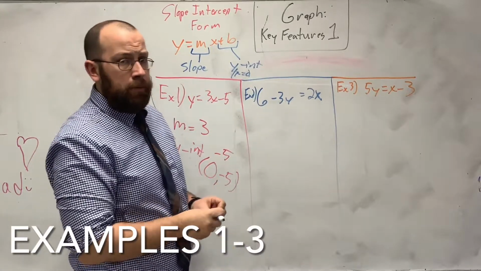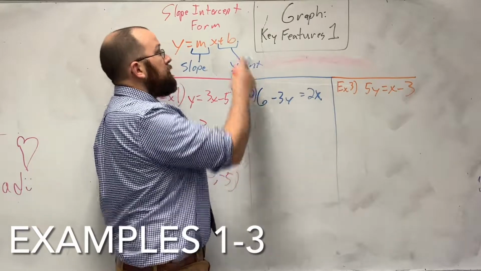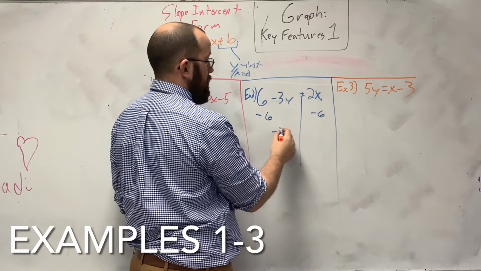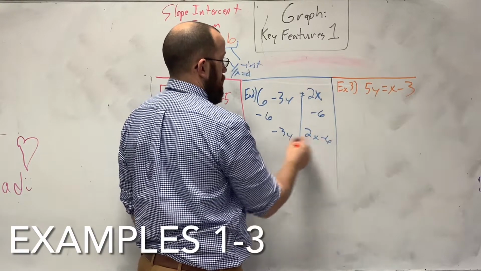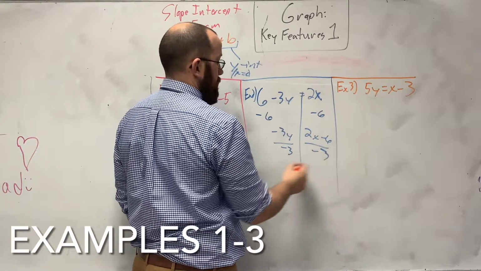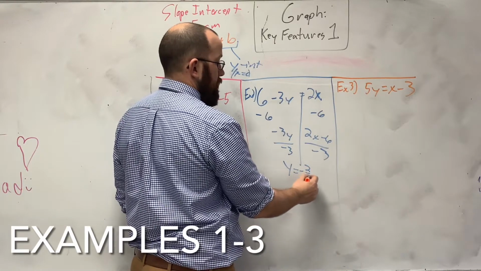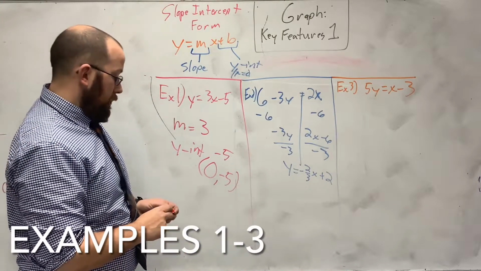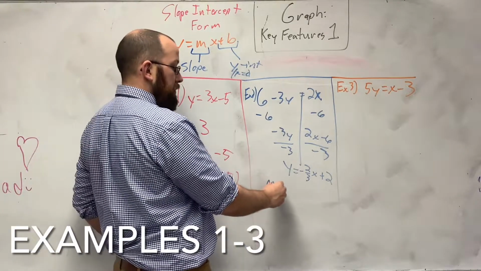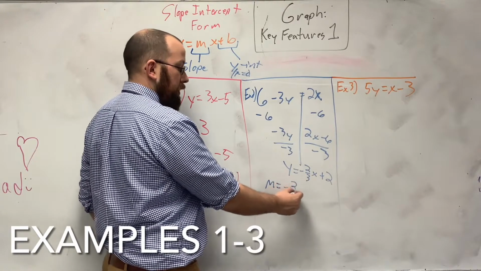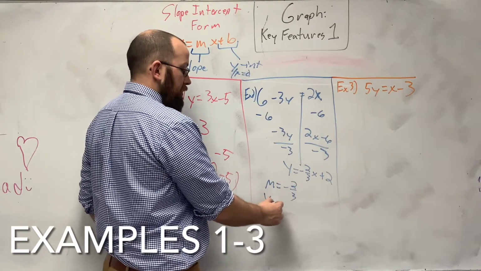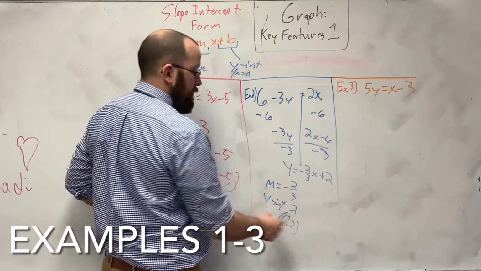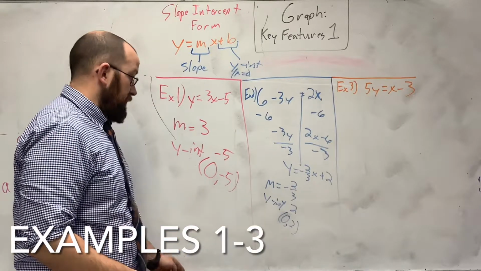All right? So here, this is not in slope-intercept form. You cannot tell what the slope or the y-intercept is until you've put it in this form. So subtract 6 from both sides. Divide by -3. Y equals -2/3 x plus 2. All right. Now what is my slope? Well, my slope is the coefficient in front of the x, so -2/3. And my y-intercept is 2, which can also be written as (0, 2). Just that back constant number.